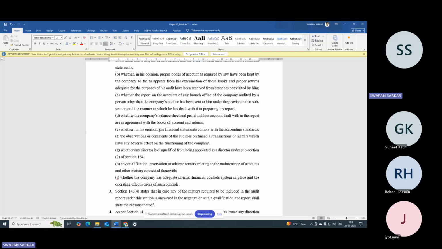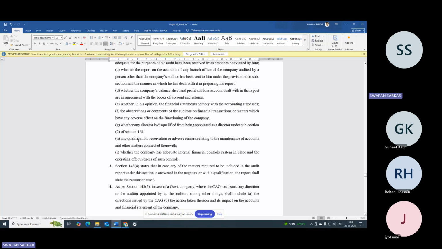of the company, whether any director is disqualified from being appointed as director under subsection 2 of section 164, any qualification, reservation, or adverse remark relating to the maintenance of accounts and other matters connected therewith, and finally, whether the company has an adequate internal financial control system in place and the operating effectiveness of such controls.